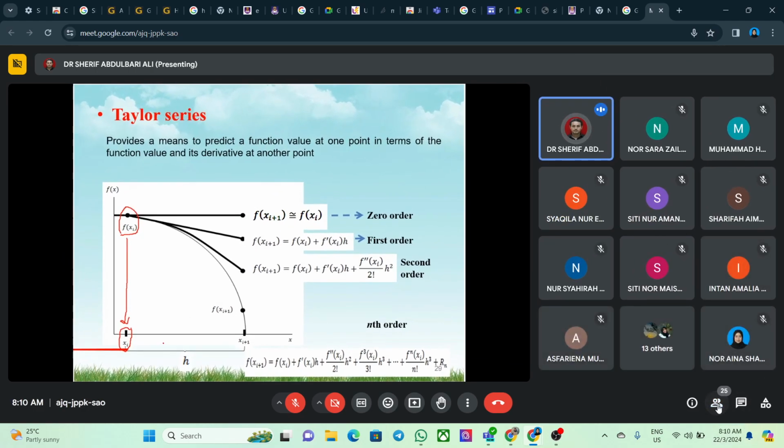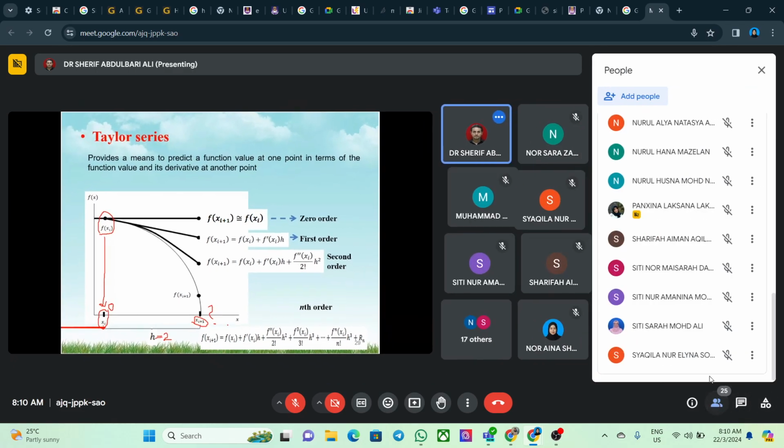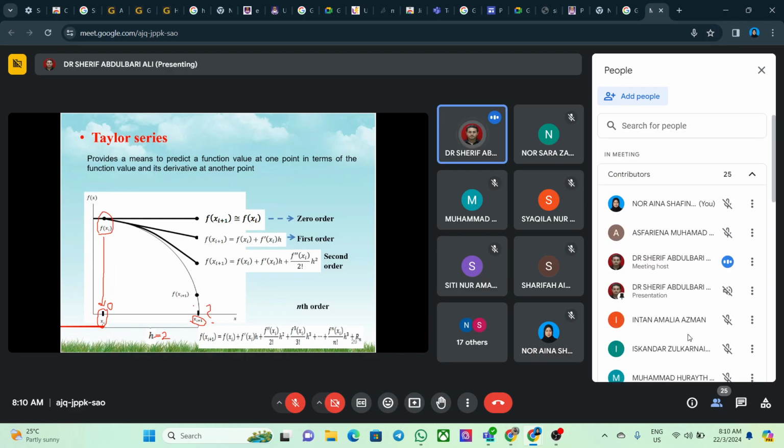Now, when we are talking about prediction, or making an approximation, since this value is given to us as an initial value, that means I want to predict the value of the function at the coming point. My coming point here is x plus 1. I want to know the value of the function at x plus 1. Let's say, for example, x here is equal to 0, and your step size is equal to 2, so x plus the step size means 2.